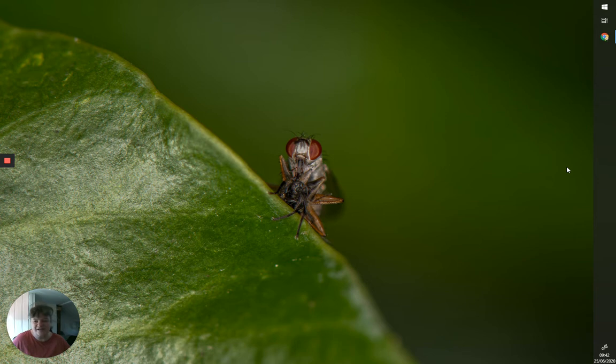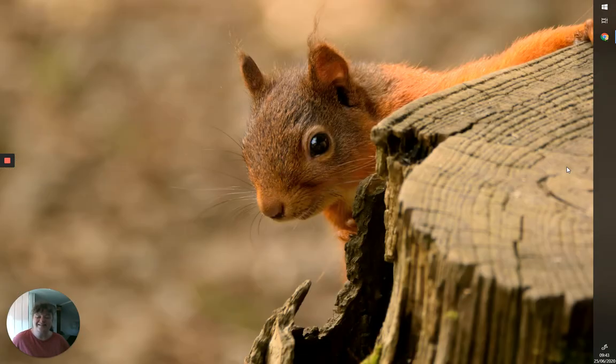So we're starting with a lovely photo, just because it happens to be on my desktop, of a fly eating a fly. In fact, I think it's eating a mosquito, which is cool. That's a bit prettier, isn't it? This is a red squirrel that we saw when we went to the Lake District last summer.